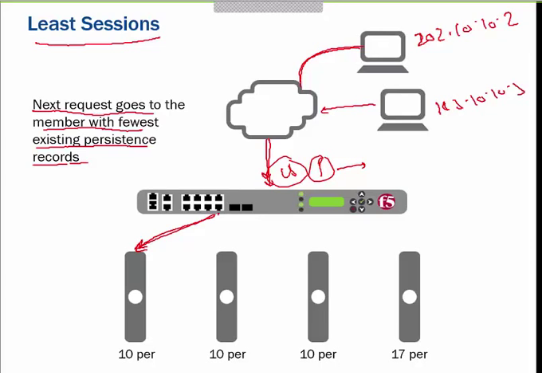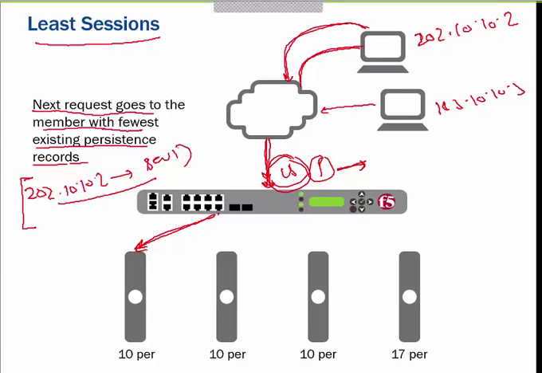Now when a second traffic comes again, since you have enabled persistence on this virtual server, it will have a persistence record that for 202.10.10.2 I have sent traffic to server 1. It will see that I have the persistence record, because in persistence you send requests from the same client IP address to the same internal server. Otherwise, if you are doing carting or banking transactions, it will create problems.